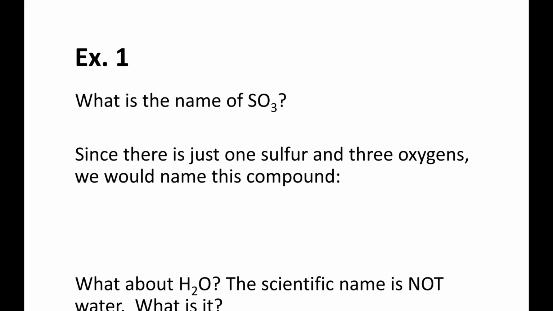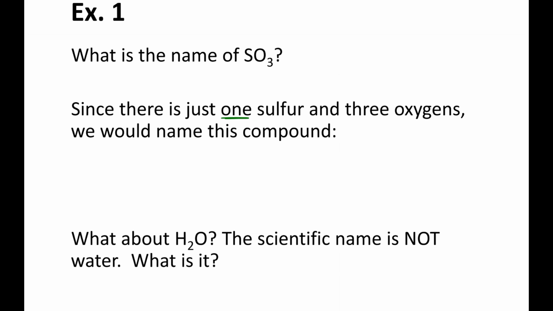Okay, so let's look at this one. SO3. Now, there is but one sulfur. Let me move the slide up a little bit. So we're not going to name it monosulfur. We're just going to name it sulfur. Now, there are 3 oxygens. See the little 3 right there? And the prefix for 3 is tri. Since it's the second element, we have to do the IDE, so it's oxide. So this is sulfur trioxide. Pretty simple, huh?